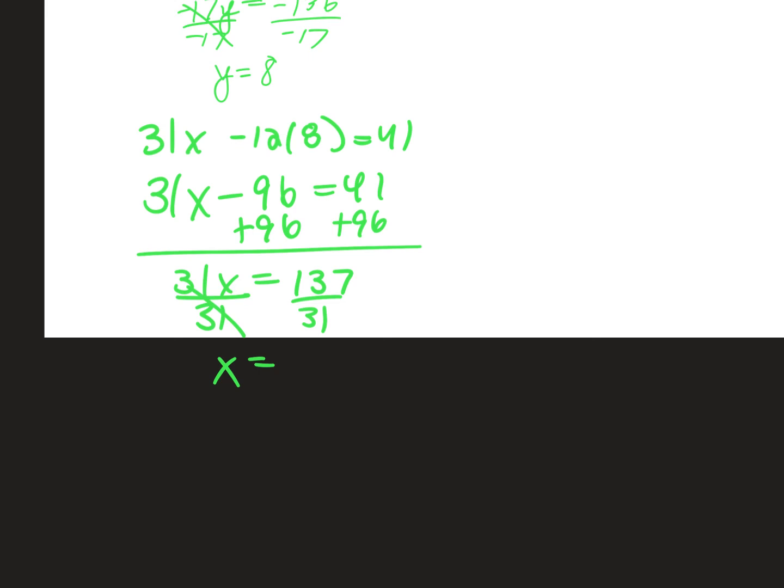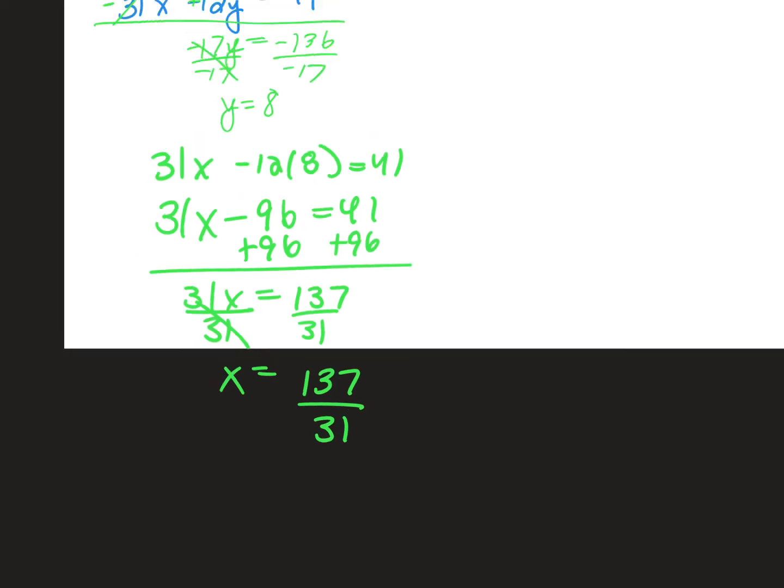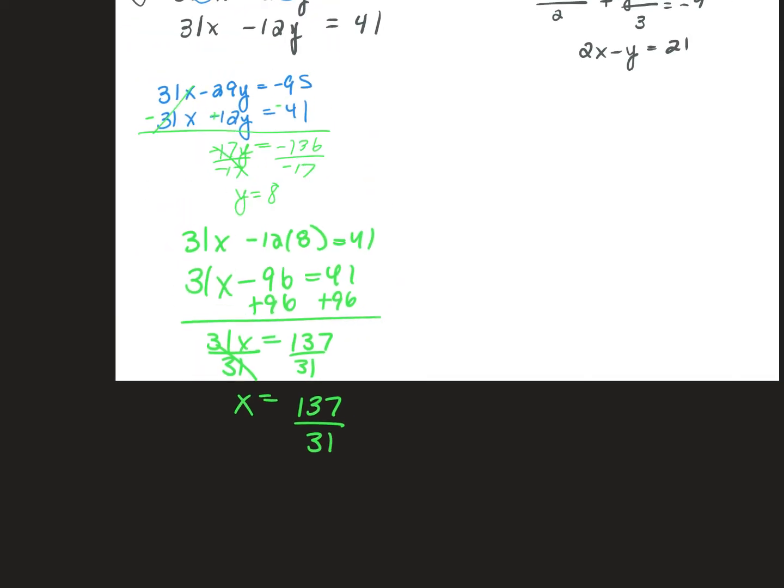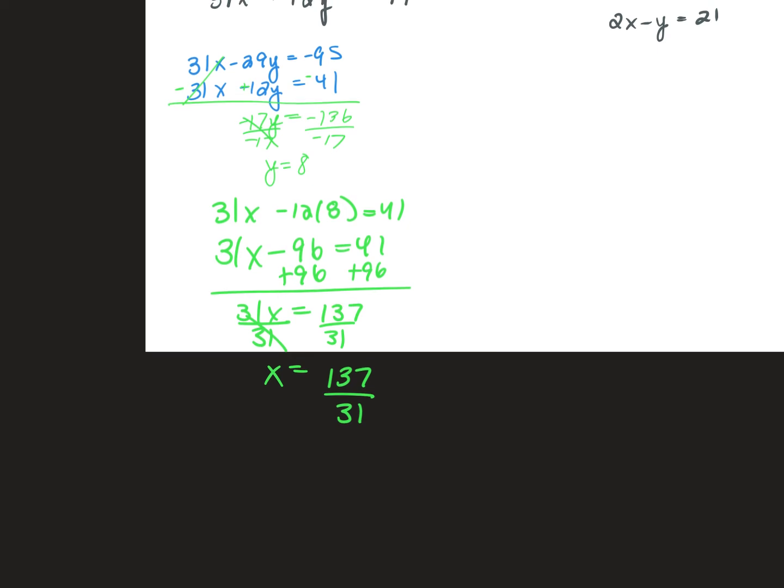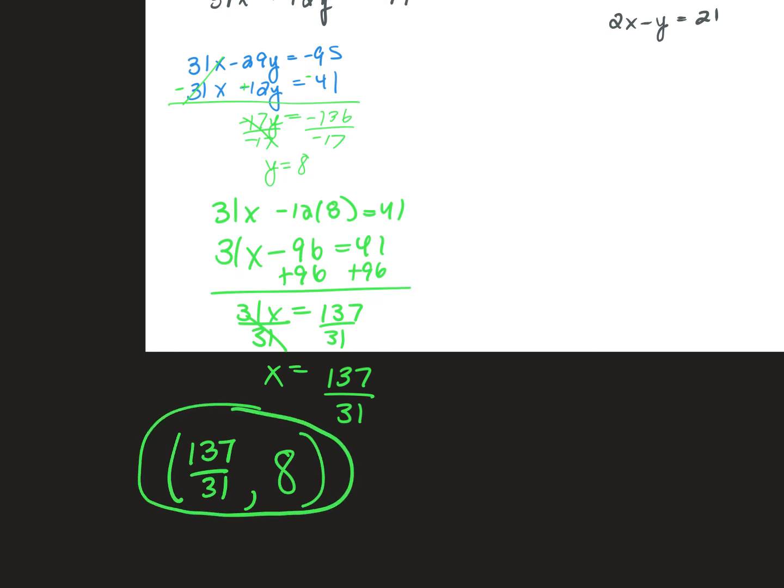137 over 31. It works out to be some yucky decimal, 137 divided by 31. So we'll just leave it as 137 over 31. See if it can cancel. It doesn't, so don't worry about it. So now we need to make sure, go back and check, guys. Put this in your calculator to make sure that 137 over 31 as an x value and 8 as a y value satisfies both equations. And it does, but just make sure, go in your calculator and check that.